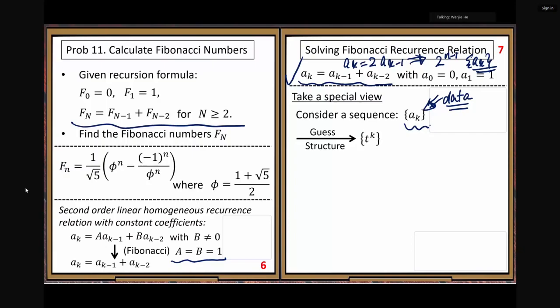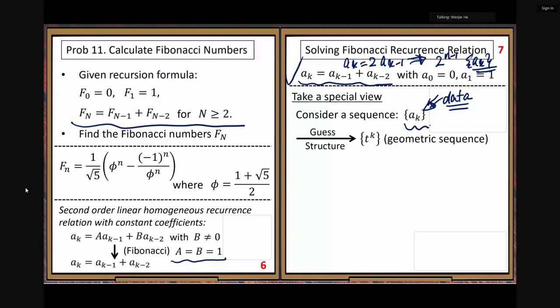The power function, t to the kth power. That's the model. We use a power function to model our data. But t is unknown. We don't know what the t number is. So here we know this is a geometric sequence. That's the model of our data.